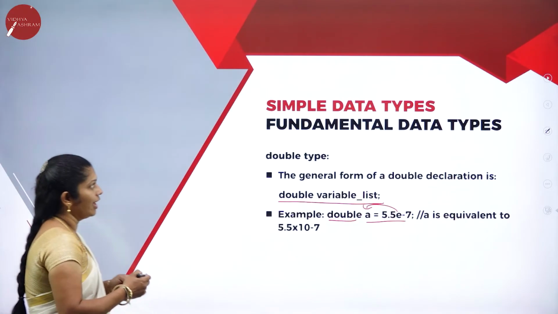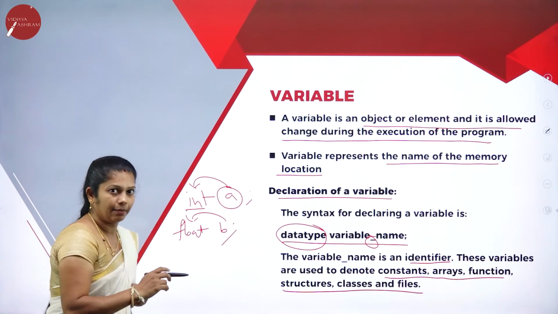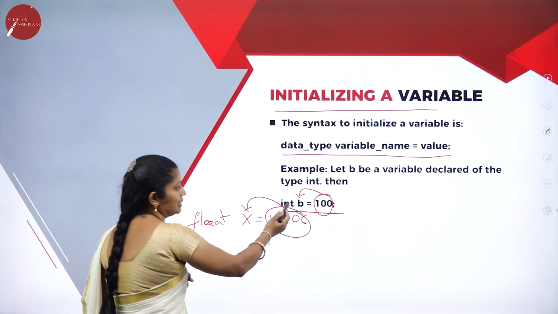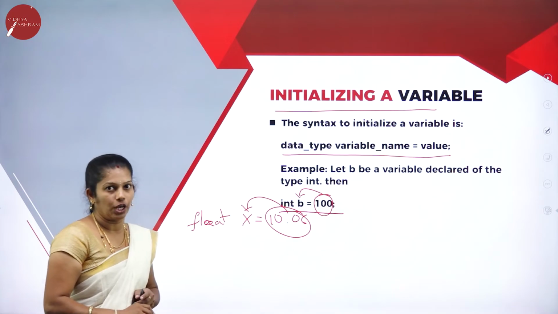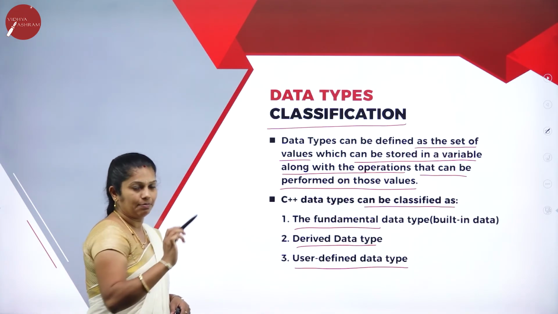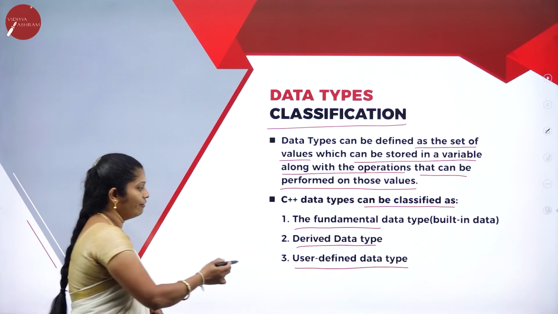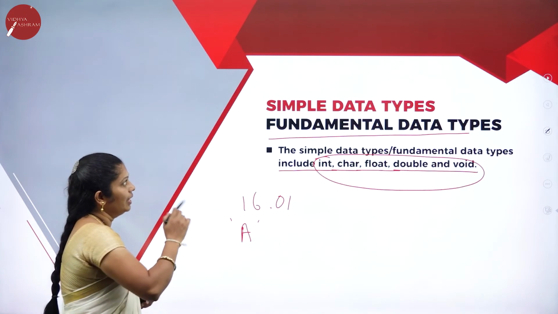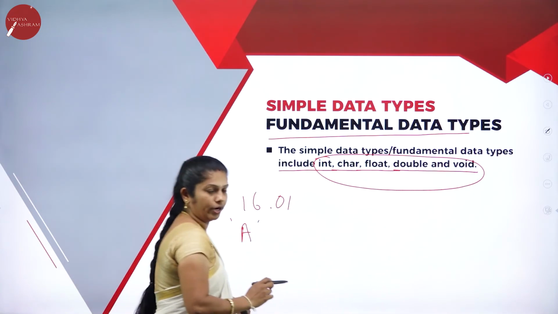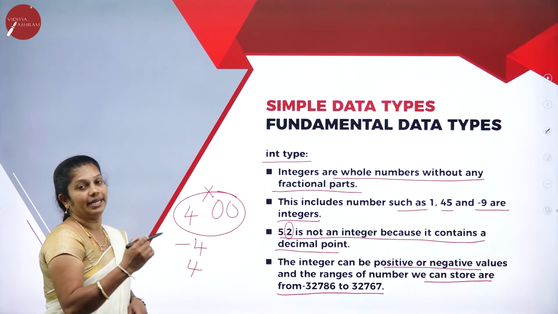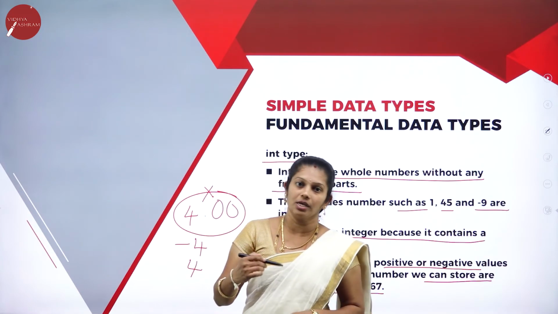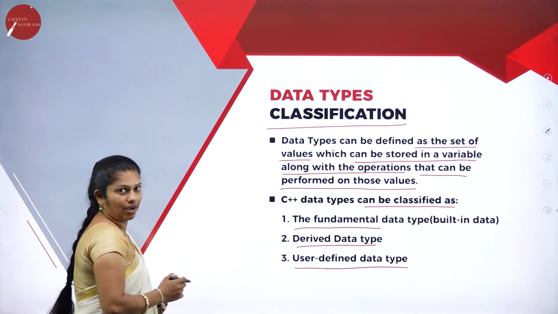Now, once again, let me recall everything. A constant, its value will never change during the execution. Then, how to initialize? Variable name equals whichever value you want, you can assign. Then, when we come to classification: fundamental or simple data type, derived data type, and one more is user-defined data type. And when we come to simple, we have int, char, float, double, and void.